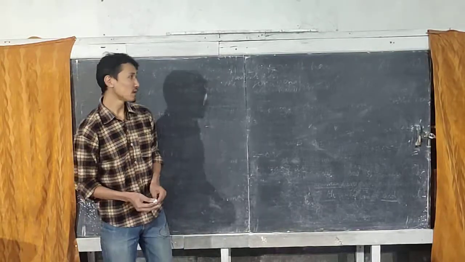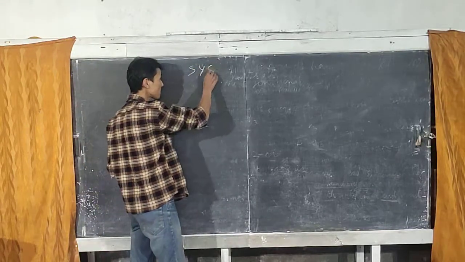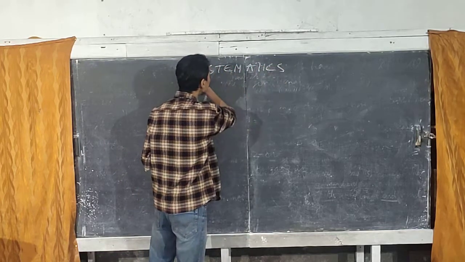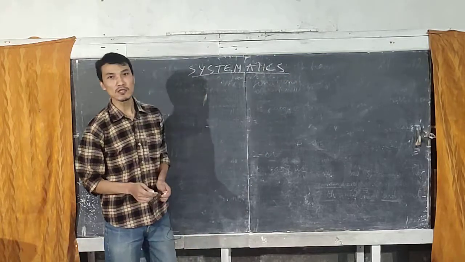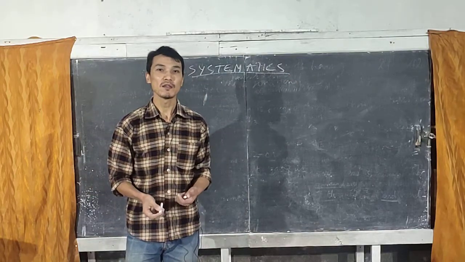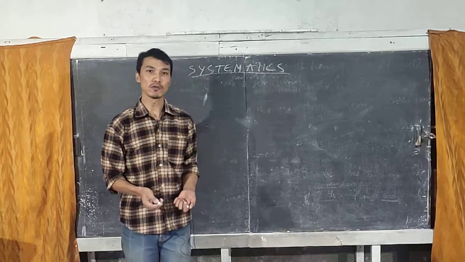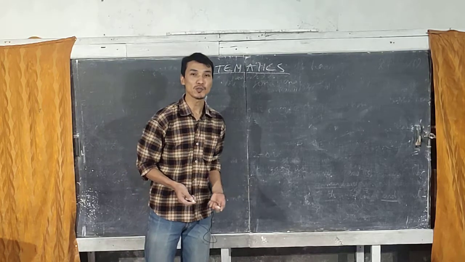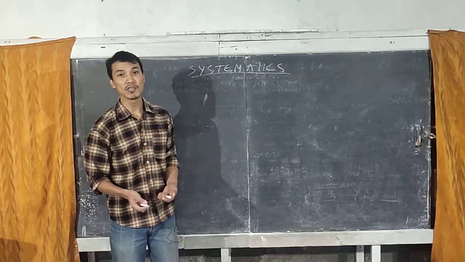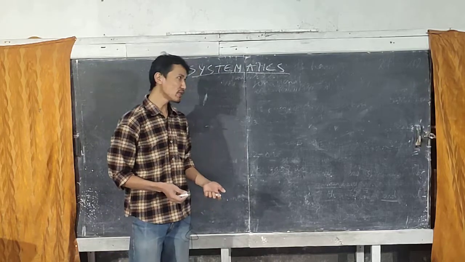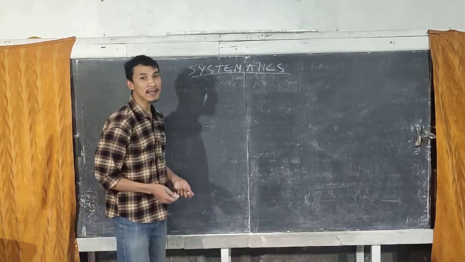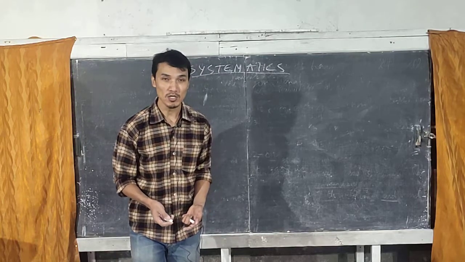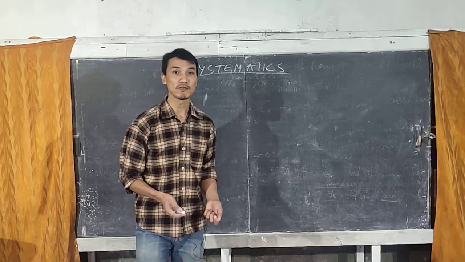So today we'll be discussing systematics. By systematics, what it basically means is, if you see a group of organisms, the first thing you're going to do is identify them and group them according to their specific characters. After doing that, you're going to give them specific names. So basically, systematics means identifying a group of organisms that resemble or have close similarities to each other and then giving them a proper scientific name.